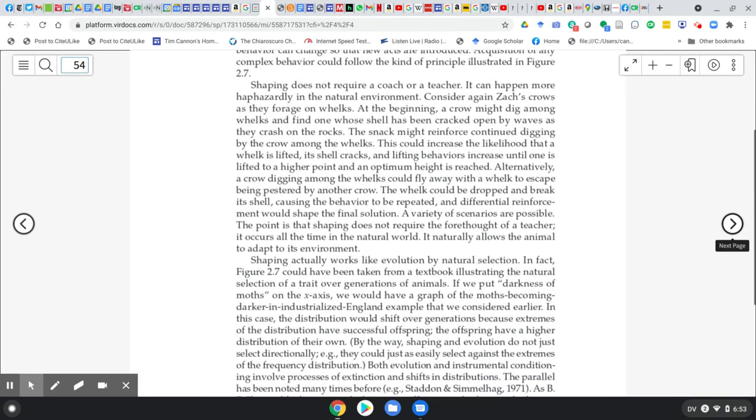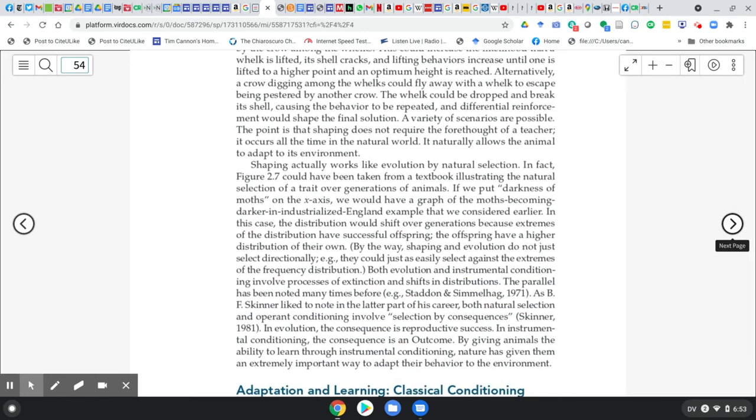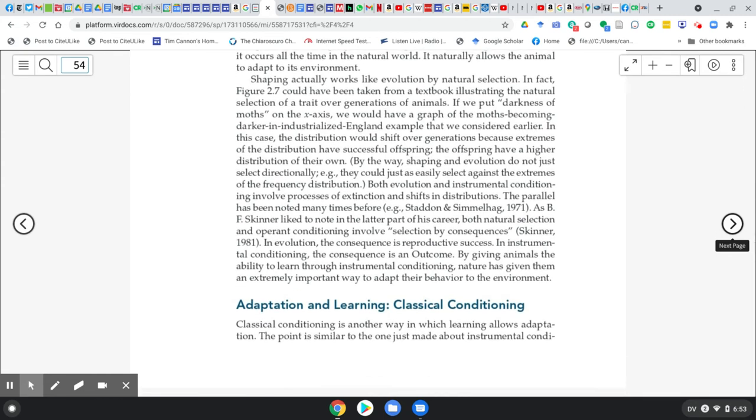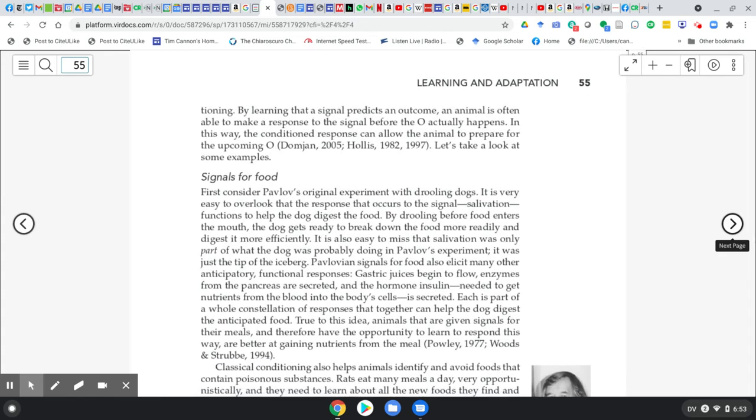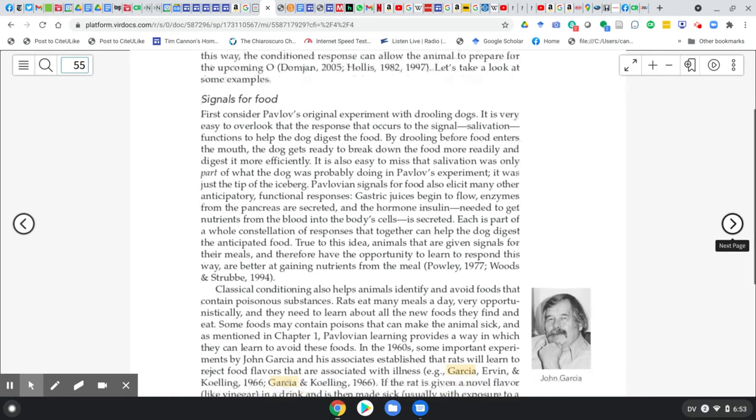And there's a discussion of the whelks and evolution and natural selection. And now we deal with some classical conditioning. Pavlov and his drooling dogs, and salivation. Remember, did I mention this? Pavlov had already won the Nobel Prize for other research he had done before he started dealing with classical conditioning. Salivation is part of the digestive process.